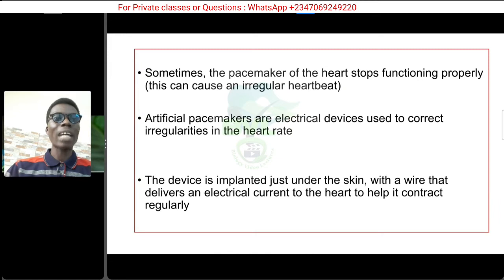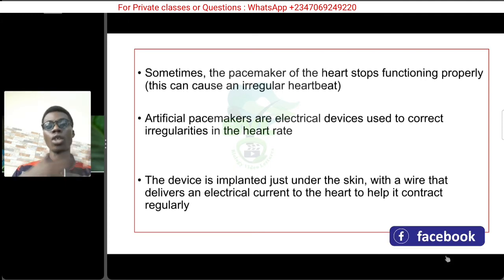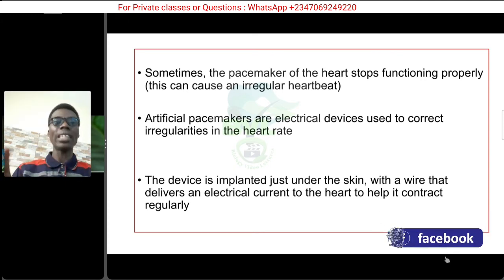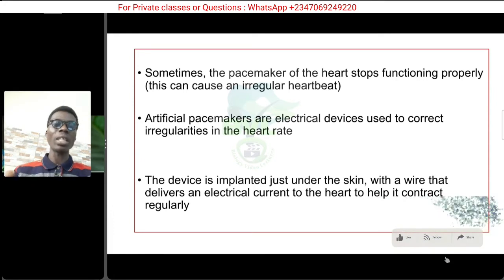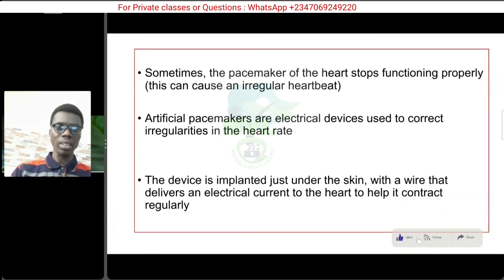So sometimes the pacemaker of the heart stops functioning properly. This is sad. This can cause an irregular heartbeat. When you see my video on physiology, medicine, you're going to see me talk about this in detail. Medical students will understand that better. There's something we call arrhythmia, heart murmur, all sorts of things, irregular heartbeat. That's a topic for medical students or anybody that wants to learn about A-levels in medicine or biology.